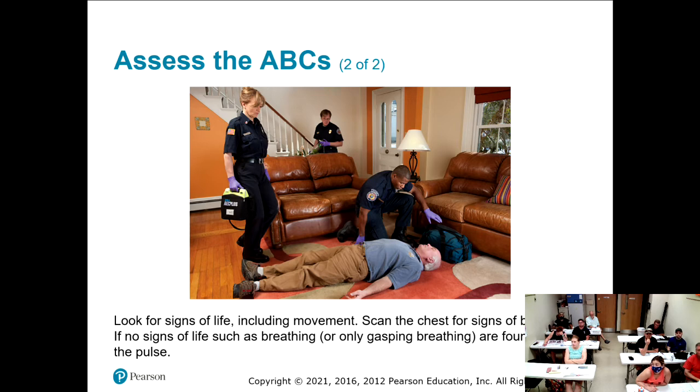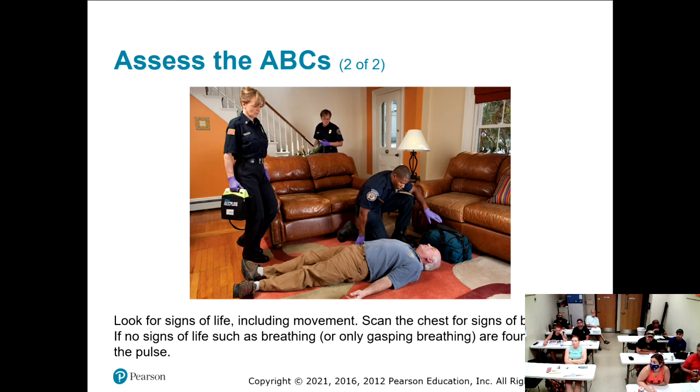Gasping breaths are not breathing. Someone that goes like that is not breathing. Those are what we call agonal breaths, and they're not sustainable to life. So that is not considered breathing. If someone's doing that, you need to start ventilating them.